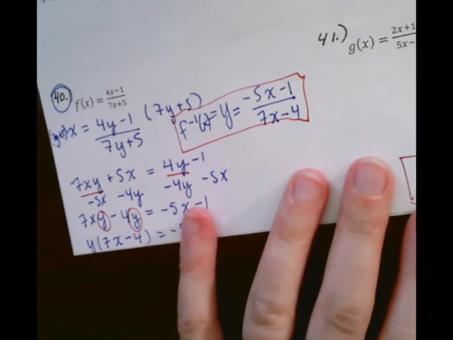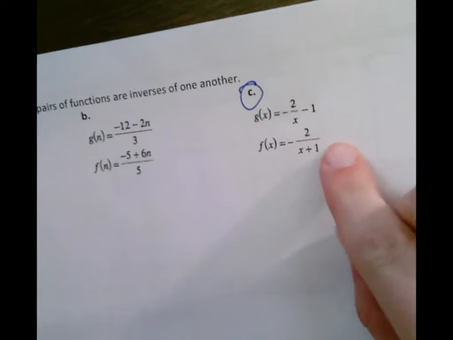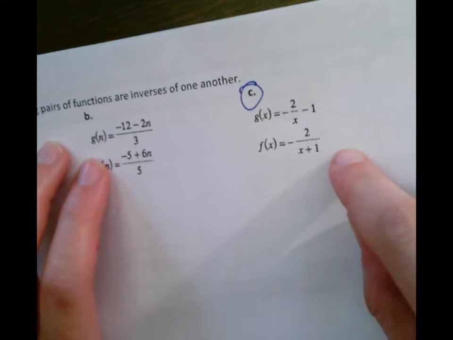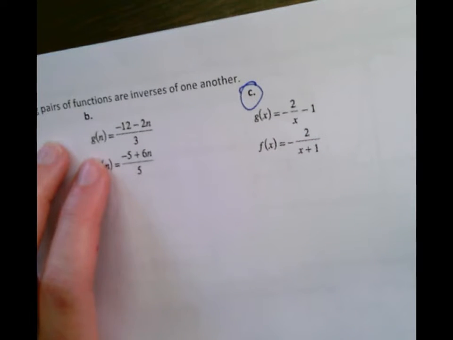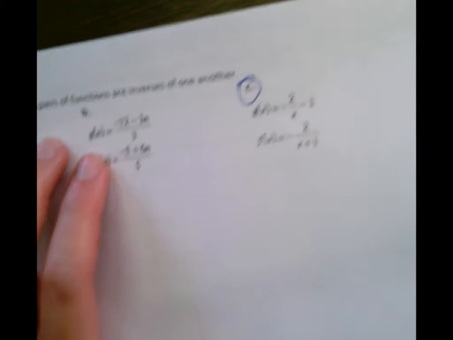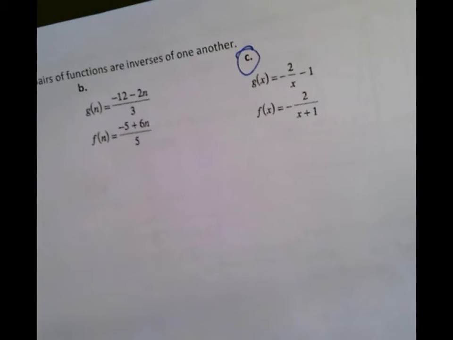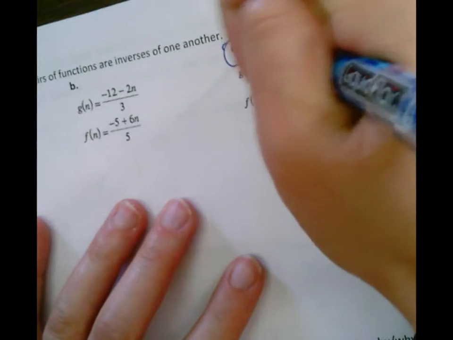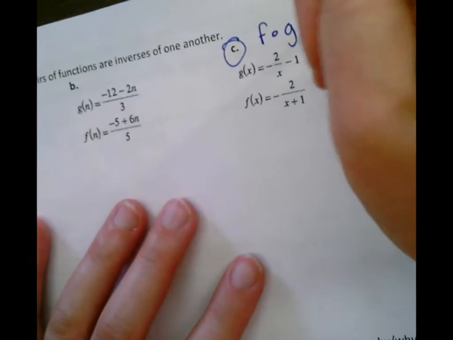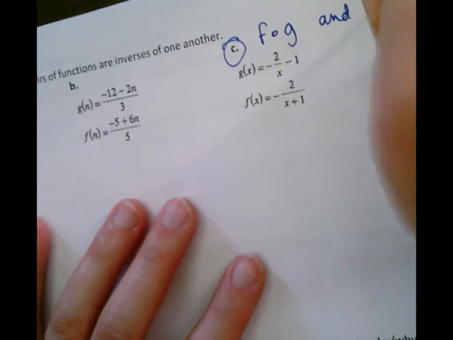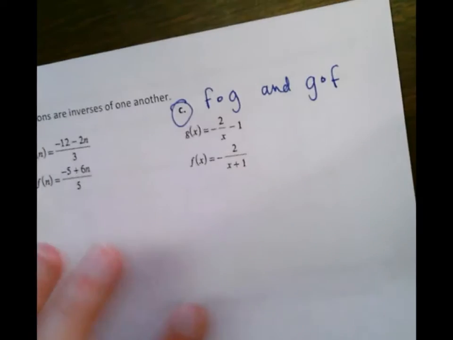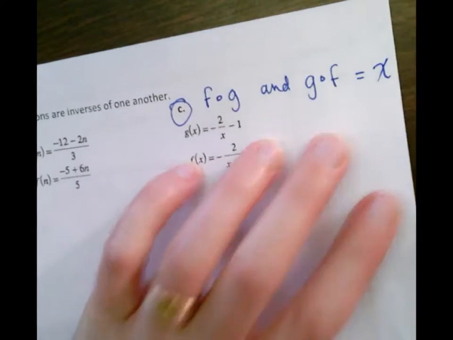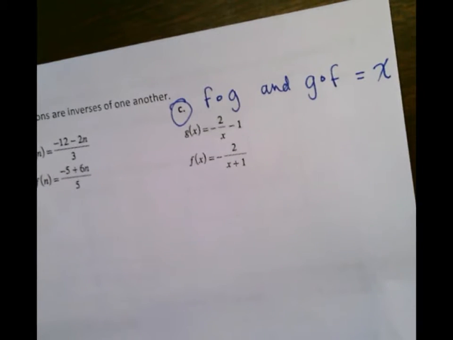Okay, so that concludes page 2. Let's move on to page 3. On page 3, I'm going to go over C, determining if the following pairs of functions are inverses of each other. So the idea is that in order to check this, you have to do f composed with g and g composed with f, and you have to have both of those equaling x, okay?